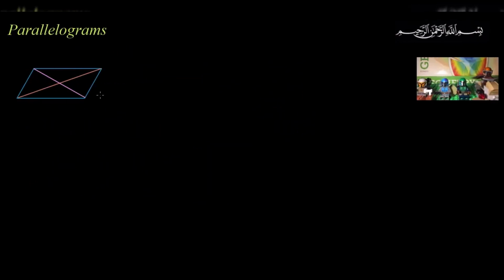Okay, so our goal here is to prove that the diagonals bisect each other. That is, if we are given that we have a parallelogram, then we are supposed to prove that the diagonals bisect each other. Now, you have to be very careful about what this means. That means that this diagonal, the purple diagonal, is cut in half like this, and then the brown diagonal is cut in half like this.